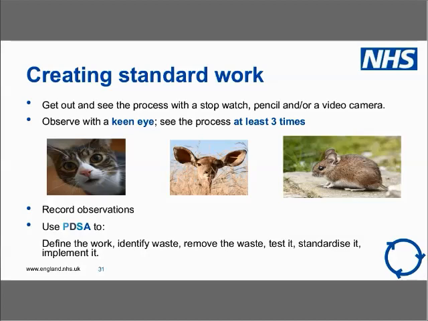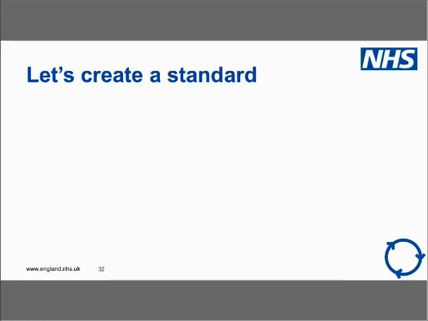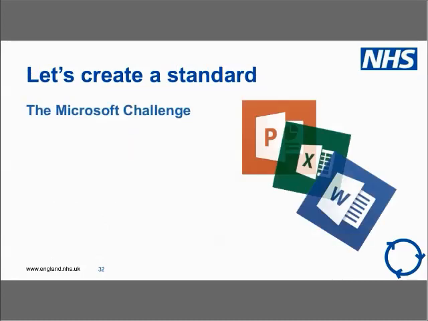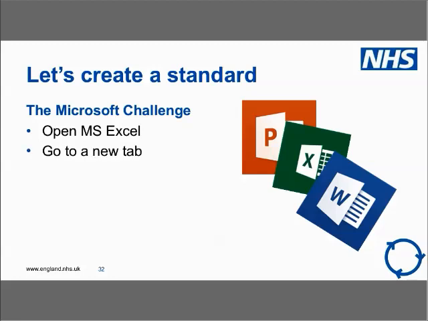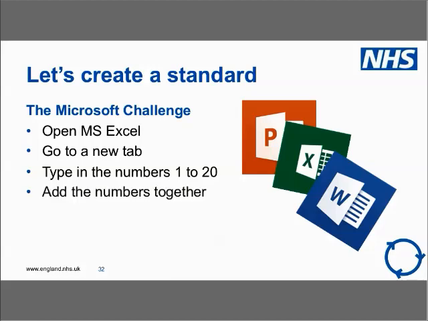Okay, great. Next, we've got, let's create a standard, the Microsoft Challenge. Here we go, Ian. This is the one. I got too excited. So what we'd like you to do is open up a Microsoft Excel spreadsheet in a second, please. Once you've opened it up, go to a new sheet or a new tab, type in the numbers from 1 to 20, add the numbers together, and once you've done that, post it in the chat box. So that's your instructions, okay?